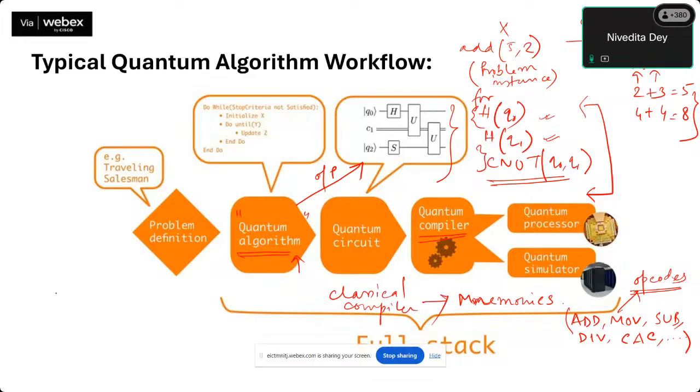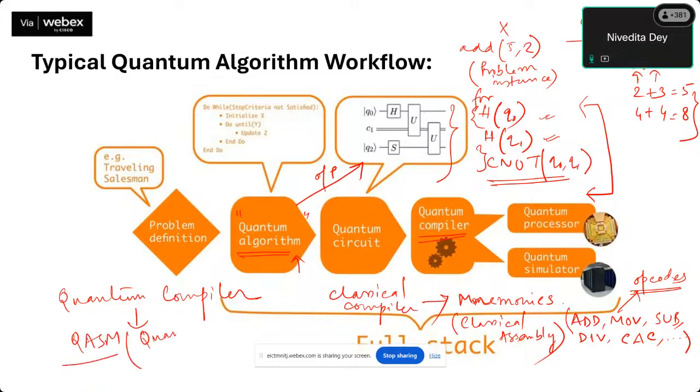Similarly, if it is a quantum compiler, it will be some sort of quantum assembly. This is a classical assembly. And here we will be having the quantum assembly, where irrespective of what your hardware or the underlying things are, it will decompose and write those simple quantum codes, which will definitely run on any quantum machine.